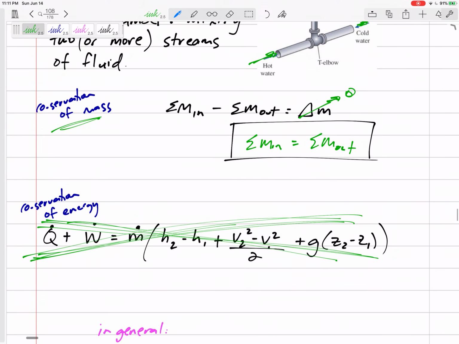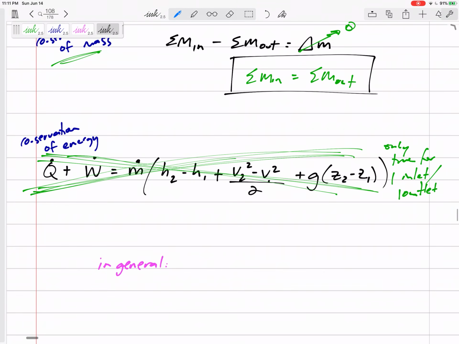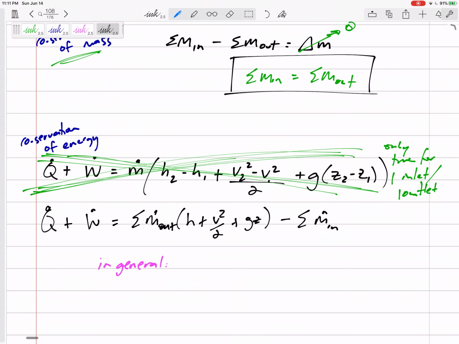This was only true for one inlet, one outlet. We've got to go back and start with this equation. Q plus W equals summation of all the m dot outs, H plus V squared over 2 plus GZ, minus the m dot ins times each one's H plus V squared over 2 plus GZ. So there is the equation that we need to start with for a mixing chamber.